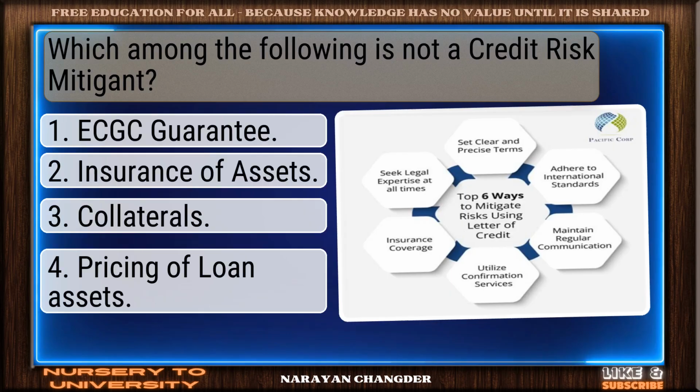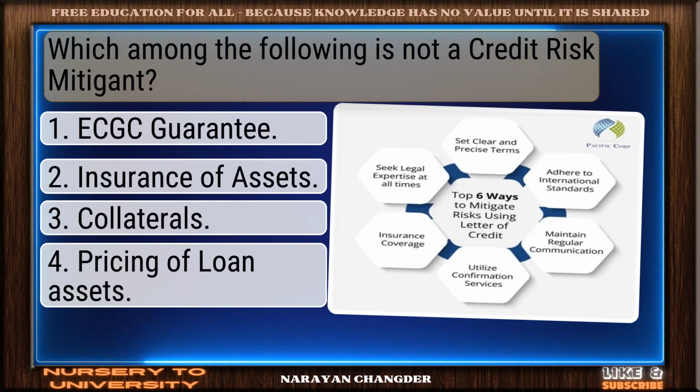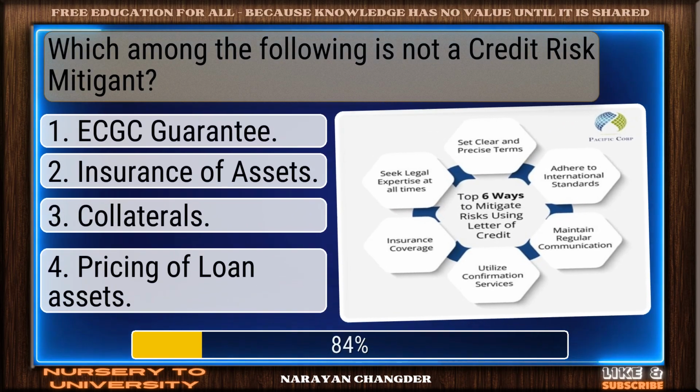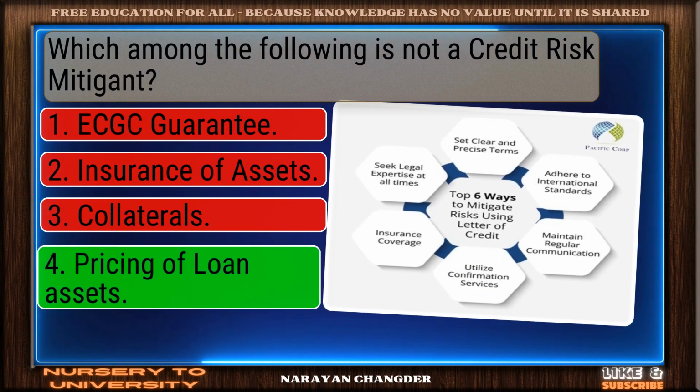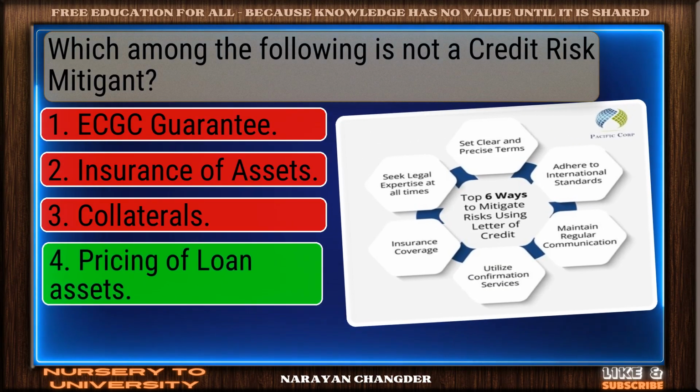Which among the following is not a credit risk mitigant? Nice work. You chose pricing of loan assets and it is correct.